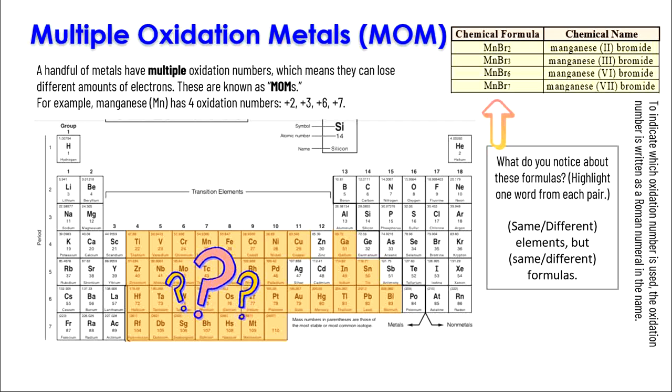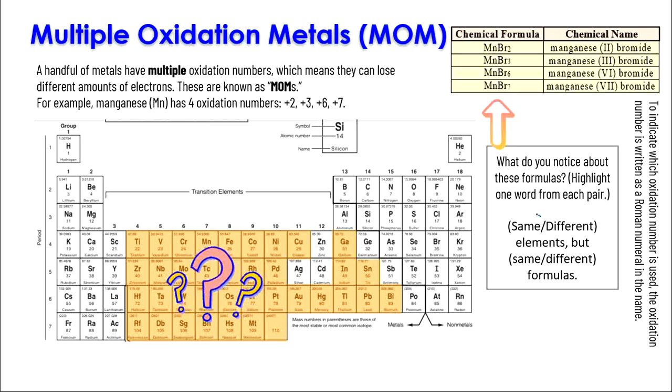So for example, take a look at the top right corner of the screen. I give you 4 different formulas and 4 different chemical names. However, what do you notice about the elements that make up the formula or name? What do you notice about the elements that make up the compound? That they have the same elements, right? It's manganese and bromine for each of those compounds. But all of the 4 compounds have different formulas, and technically different names, because manganese has 4 oxidation numbers.